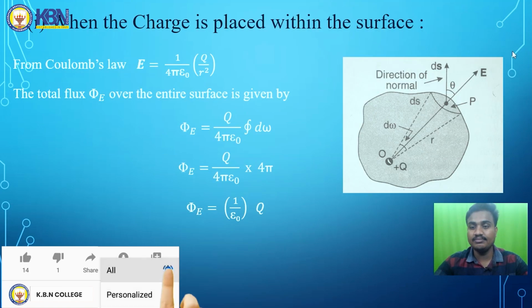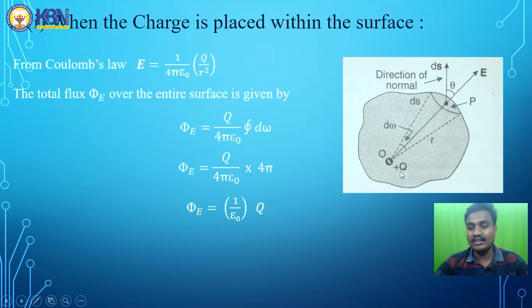Here we can see in this diagram that, let us consider a charge plus q placed at a point O inside an irregular surface. Let P be the point at which the total electric flux is to be found. The point P is at a distance of small r from the charge plus q at the point O. Let ds be the infinitesimal surface area around the point P, and d omega is the solid angle made by the distance between the point O and point P.